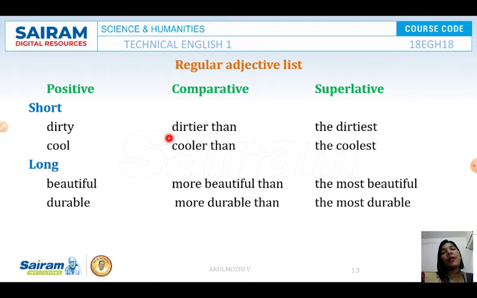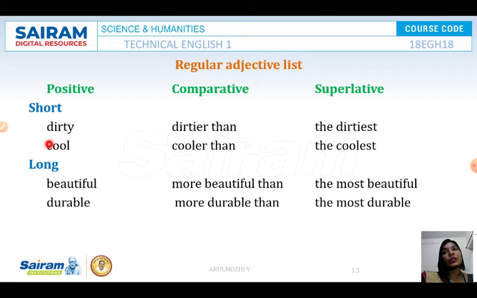This room is dirtier than the bathroom. So here we are comparing this room with the bathroom, so it is comparative degree. This room is the dirtiest room among all rooms in the house. So here we are not comparing, we are going to an extreme and saying that this is the worst room among all. So this is superlative degree.